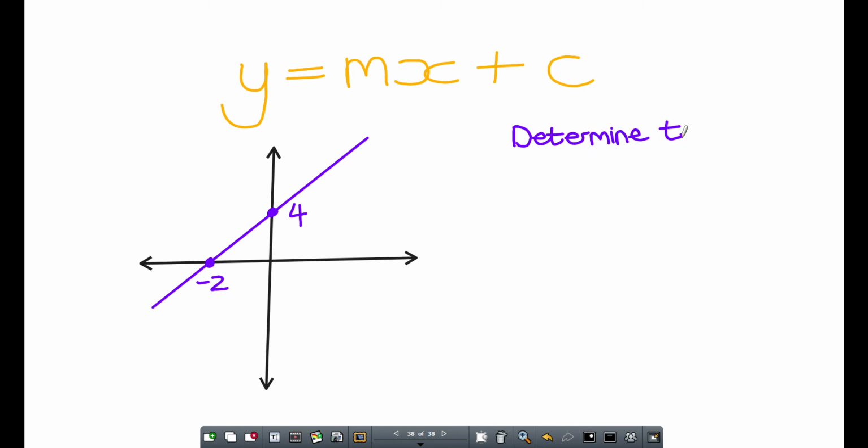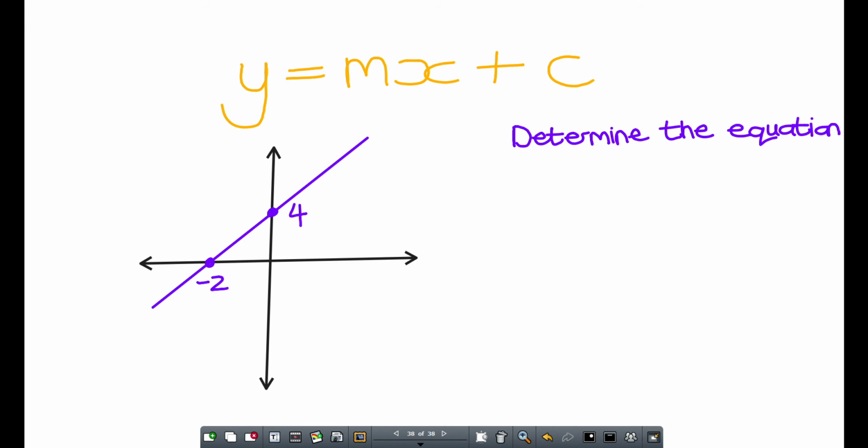Okay, determine the equation. Okay, but how did you get the 2x? Yes, the answer was right, but how you got there was wrong. Okay, listen.